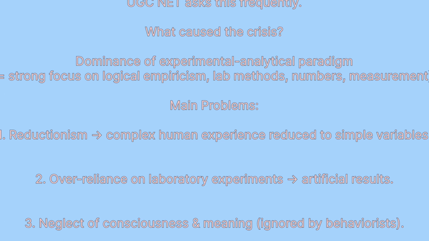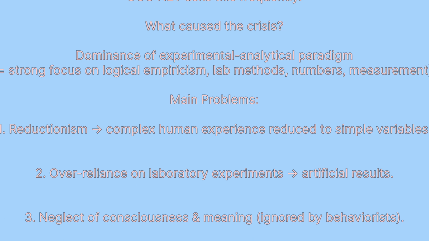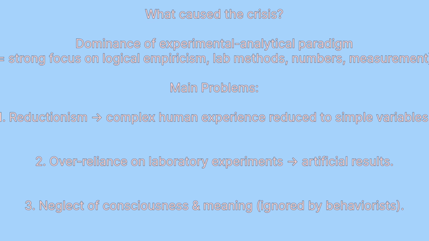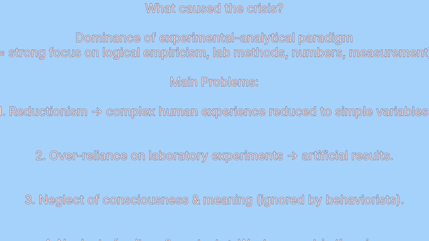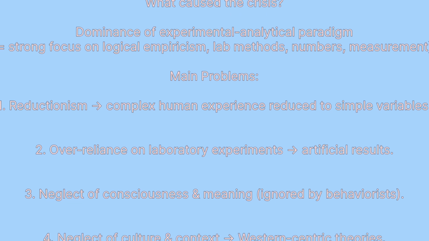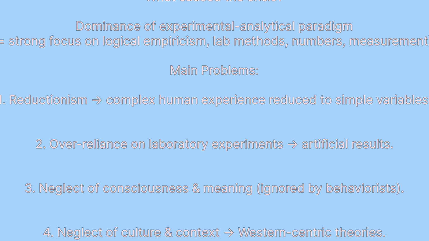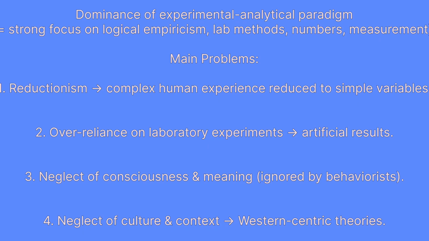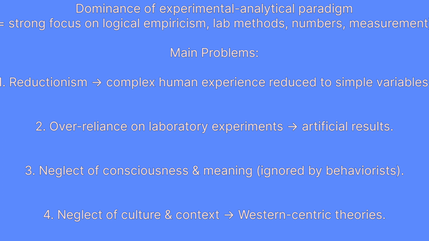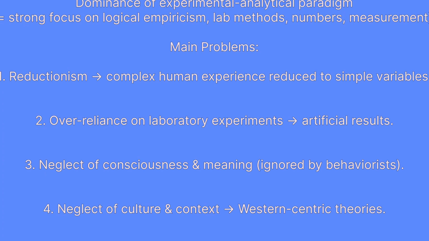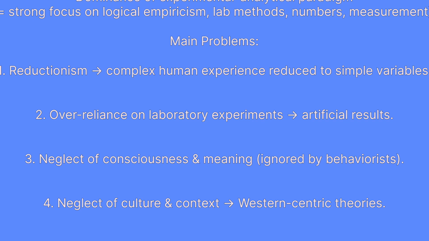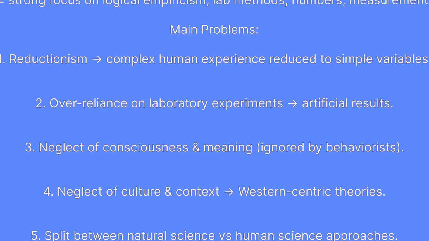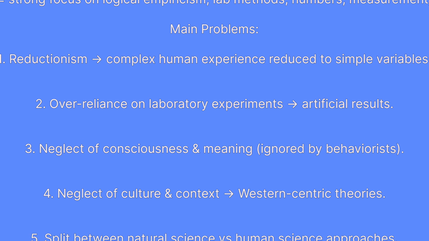And what happened here? Neglect of consciousness and meaning, ignored by behaviorists. Behaviorists said there is no need for consciousness. Who said that? The behaviorists told us there is no need for consciousness. And the fourth one is neglect of culture and context. The behaviorist-centric theories said no need for context, no need for culture. Why do we want all those things? So a certain group of people held that. The next problem, the fifth, is the split between natural science and human science approaches.